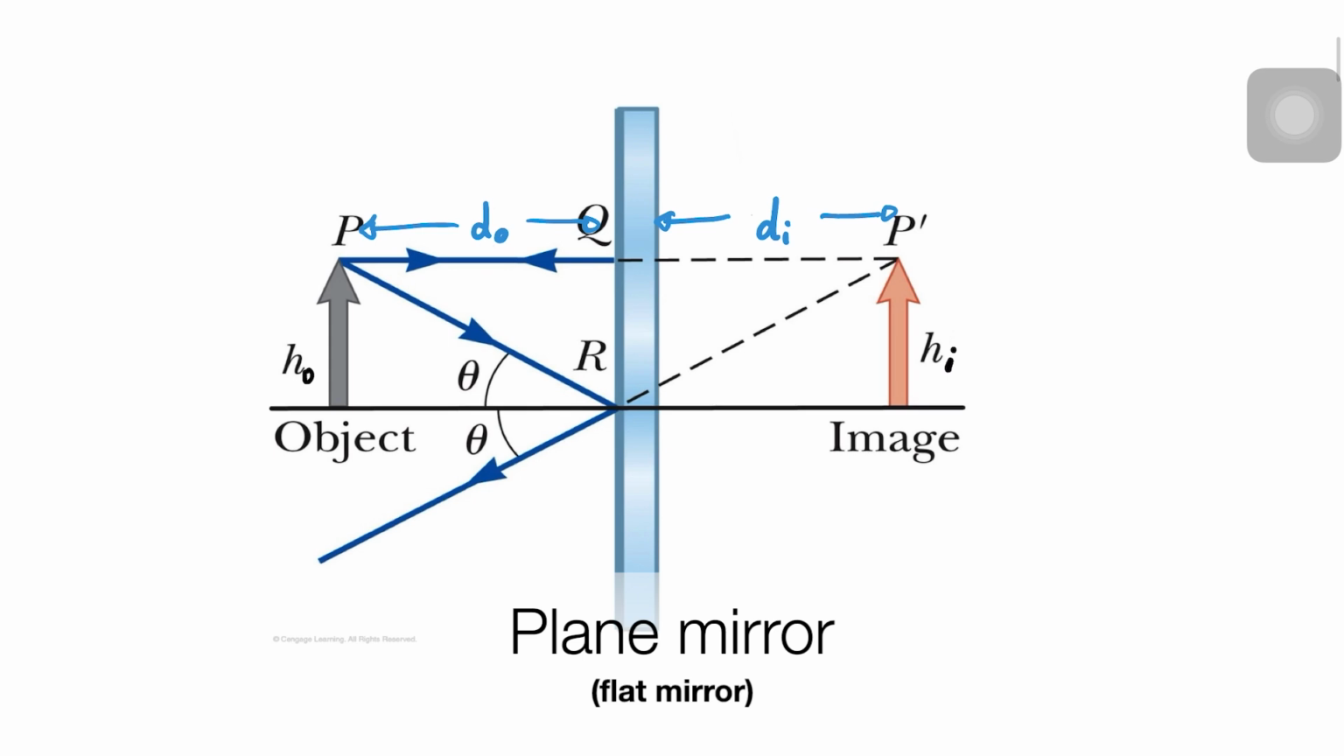We are going to start by looking at how light reflects off of a plane mirror or a flat mirror. All rays of light emanating from the top of the object are going to head directly to the mirror and follow the law of reflection in bouncing off of the mirror.